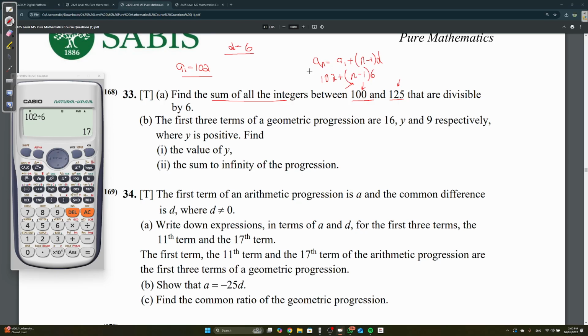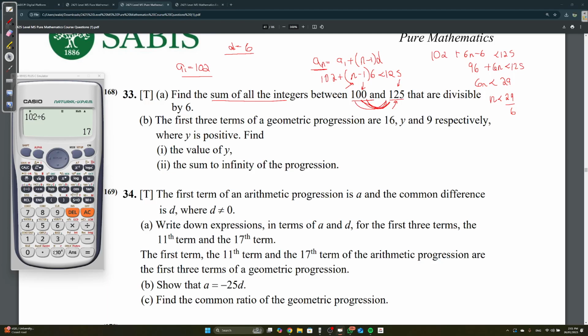So we know that our an has to be less than what? Less than 125. Why less than 125? Because we're going between 100 and 125. If you solve this, you get 102, distribute the 6, plus 6n minus 6, less than 125. 102 minus 6 is 96, plus 6n is less than 125. Subtract, and you get 6n is less than 29, so n is less than 29 over 6.